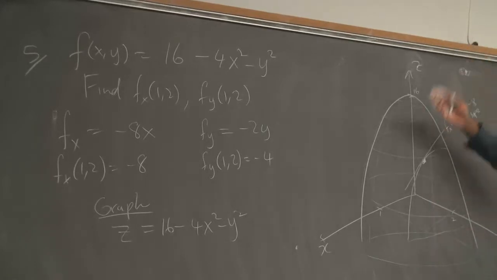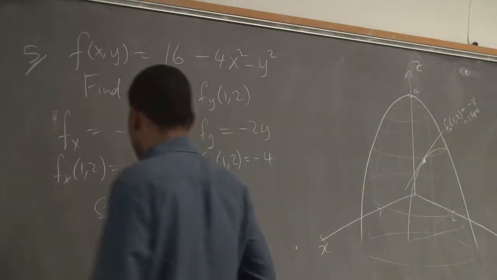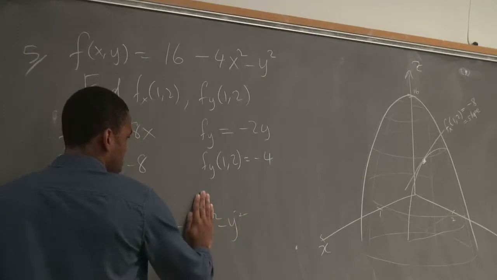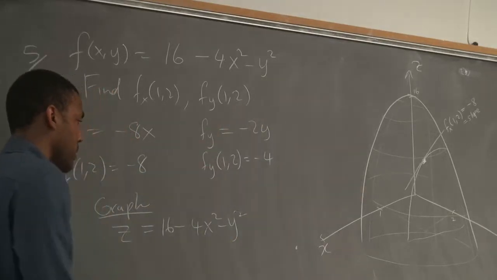And then for y, you slice it this way. You draw that with traces. If you look at it this way, it's just an upside down parabola. So you have two upside down parabolas.